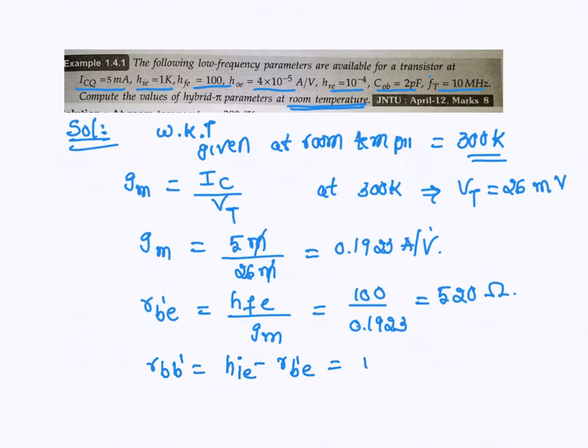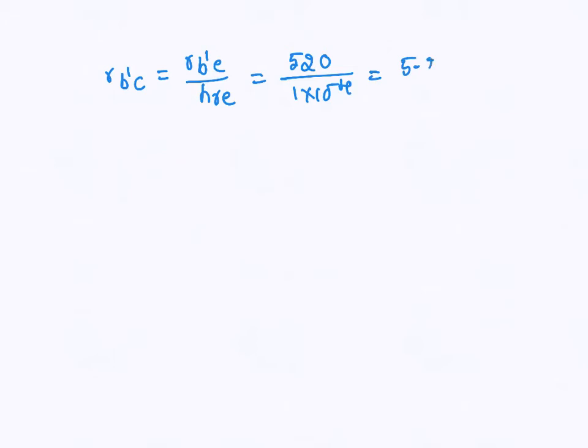So HIE is 1000 minus 520. So the value of RBB dash will be the input impedance in ohms. And next one, RB dash C equals RB dash E by HRE, which equals 520 by 1 into 10 power minus 4, which equals 5.2 mega ohms.